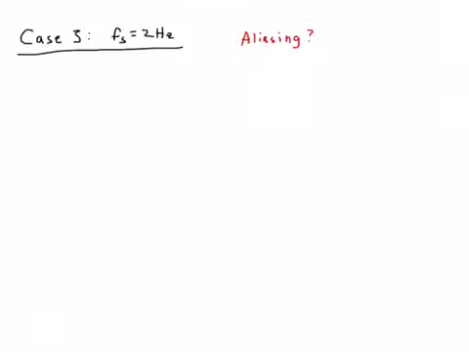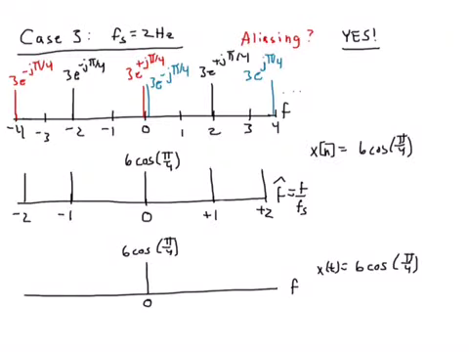Okay, the next case that we're going to consider is the case where the sampling frequency is equal to 2 hertz. Now, on this one, I'm going to challenge you to pause the video and go ahead and do the sketches of the sampled signal and the reconstructed signal for yourself, and then we can compare notes when you unpause the video. Okay, hopefully you worked through it on your own and figured out what happens with this problem. So let's take a look.